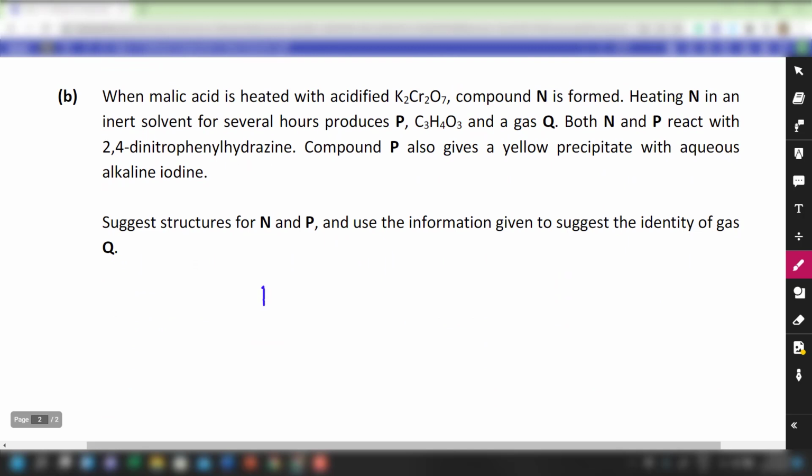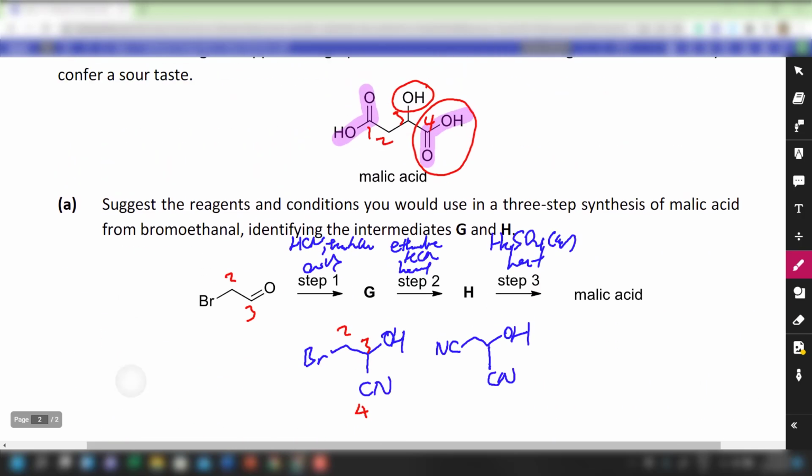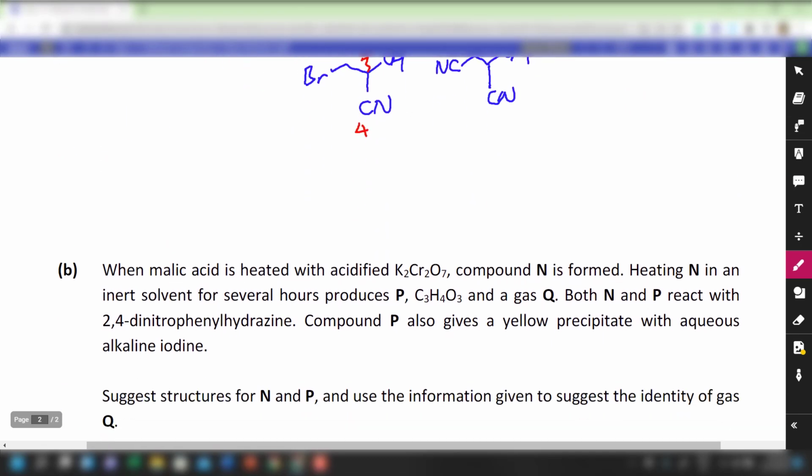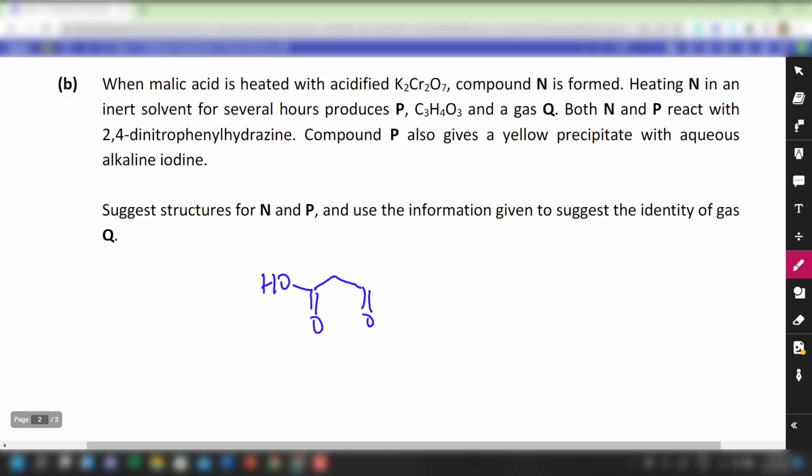So I'm going to have the carboxylic acid functional group. I'm going to draw it out first, and then just let me go back and take a look. 1, 2, 3. Yeah, so carbon number 3 will be the ketone, and then after that I'm going to have another carboxylic acid functional group here. So heating N, okay, so this is N. Heating N in an inert solvent for several hours produces P and a gas Q. Okay, so I'm going to heat this several hours.